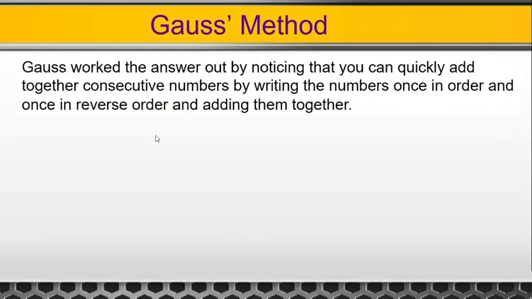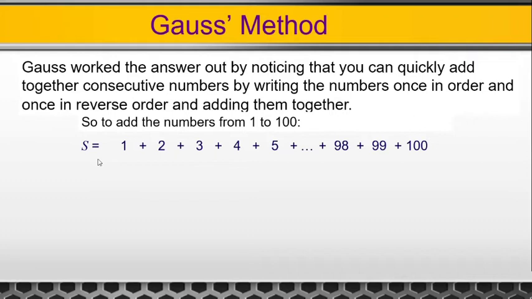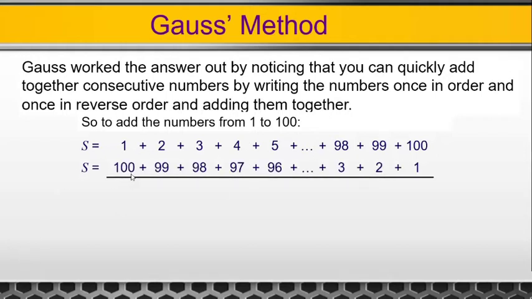Gauss worked the answer out by noticing that you can quickly add together consecutive numbers by writing the numbers once in order and once in reverse order and adding them together. So we have to highlight writing the numbers once in order and once in reverse. To add the numbers from 1 to 100, the first S, which is the numbers in order, is from 1 to 100. And the second S is from 100 going to 1. That is actually the reverse of the first S.